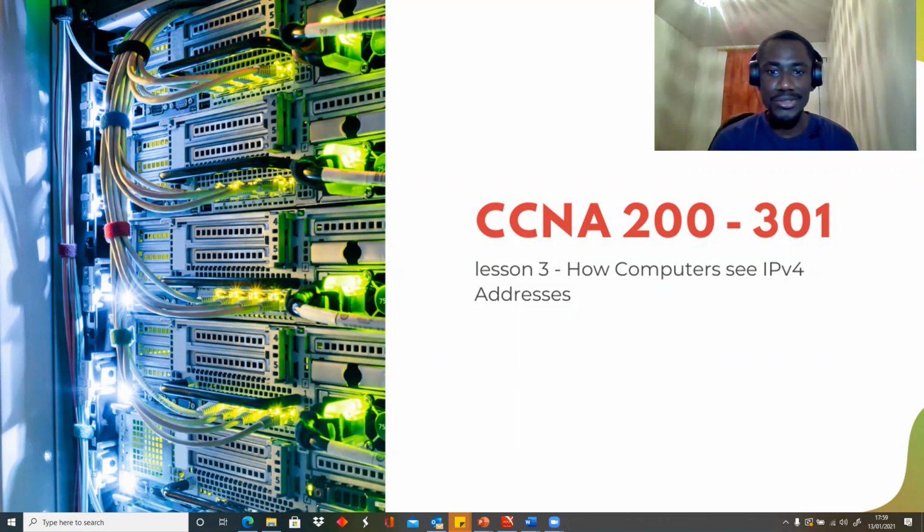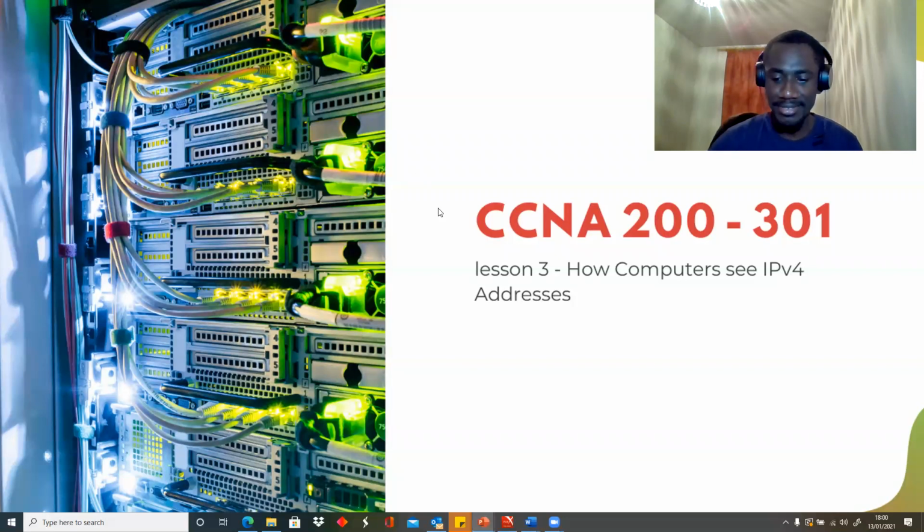In this lesson, we're going to look at how computers see IPv4 addresses. In this particular session, what we're going to discuss is our previous lesson. We do a little recap of the previous lesson, and we'll also have a look at what binary numbers are, and then we'll see how decimals, which are the numbers that we have for IPv4 addresses, can be translated into binary numbers that can be seen by your computers. We'll also look at how binary is translated into decimal.